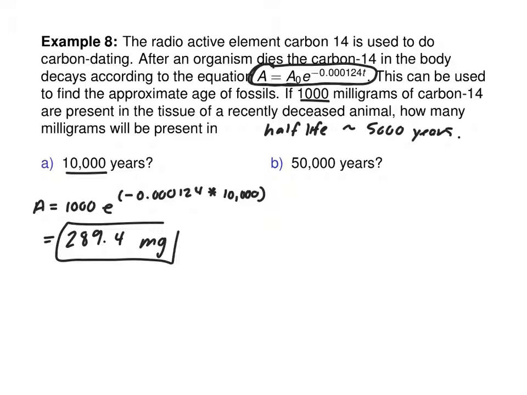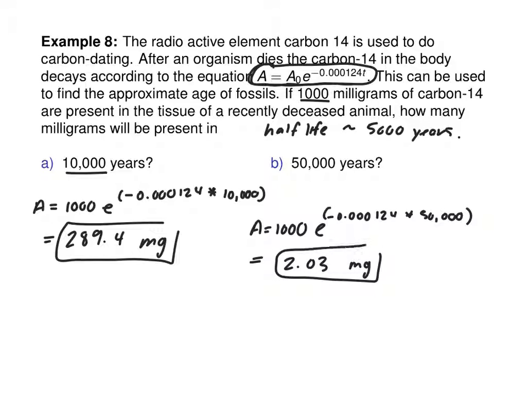Okay. How would you figure out 50,000 years? Plug in. What goes in for T? 50,000. So 1,000 e to the negative 0.000124 times 50,000. And I got 2.03. See if you also get that. Great. 2.03.